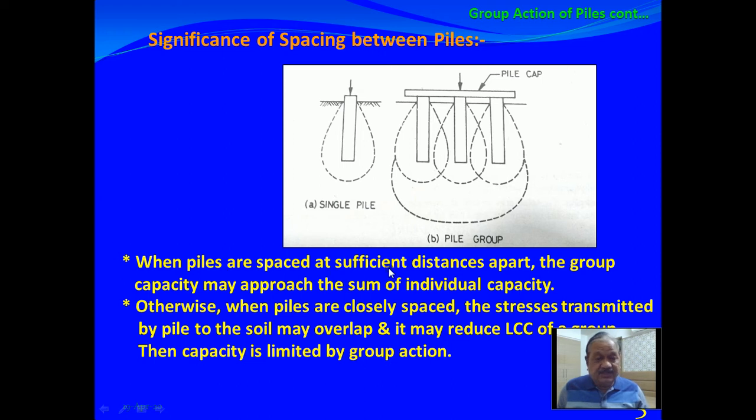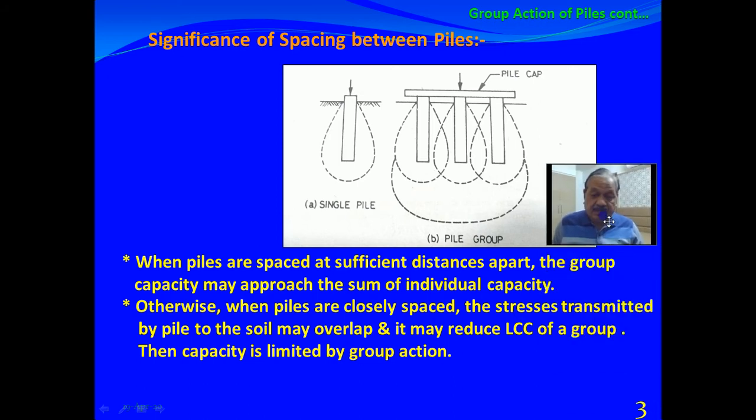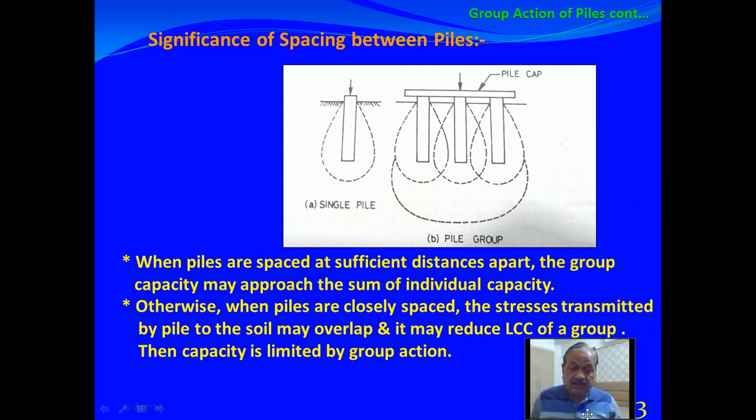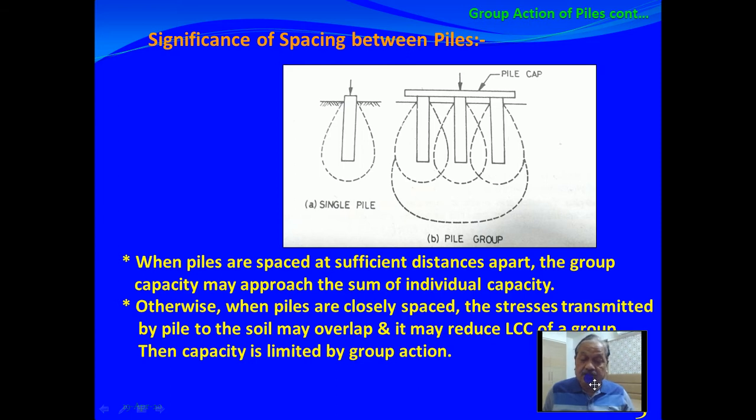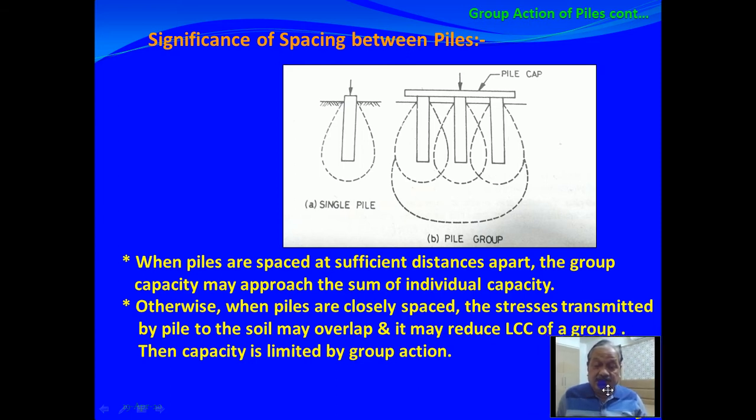When piles are spaced at a sufficient distance apart, then the group capacity may approach the sum of the individual capacities. That means the spacing is such that the bulbs are not touching, or they are well apart. Otherwise, when the piles are closely spaced, the stresses transmitted by the piles to the soil may overlap, and it may reduce the load carrying capacity of the group, and then in that case the capacity is limited by the group action.